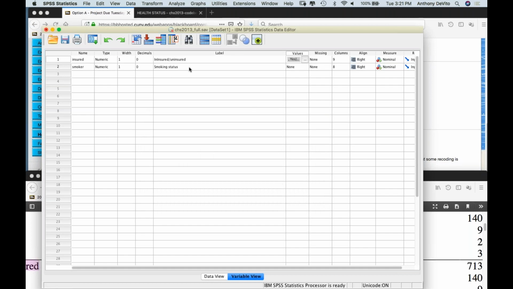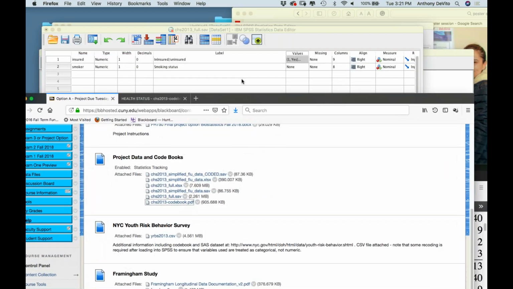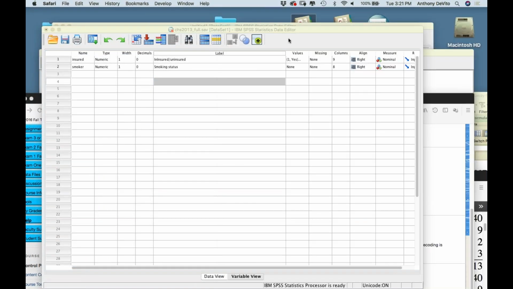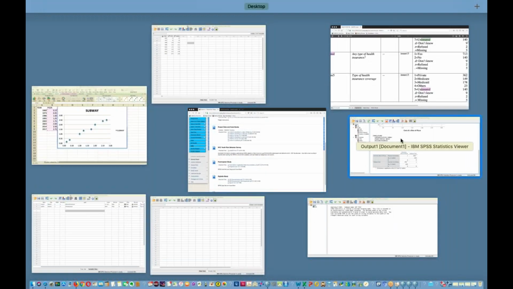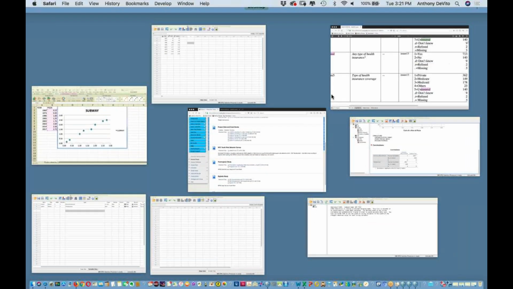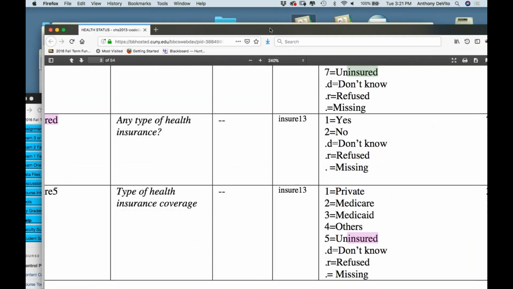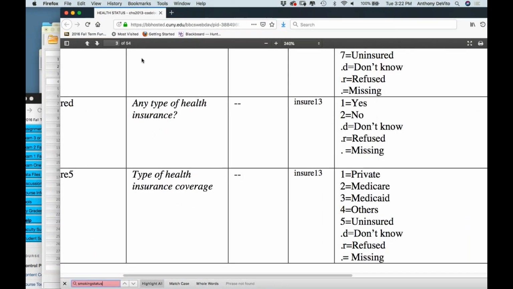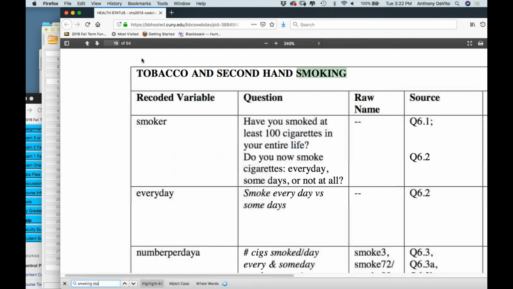And for smoker, smoking status, if I go back to that, I don't need this anymore. Go back to my, where is it? There it is. Smoking status. I didn't find it. Smoking status. Here we go. Every day. Smoke every day versus some days. Have you ever smoked at least 100 cigarettes in your life?